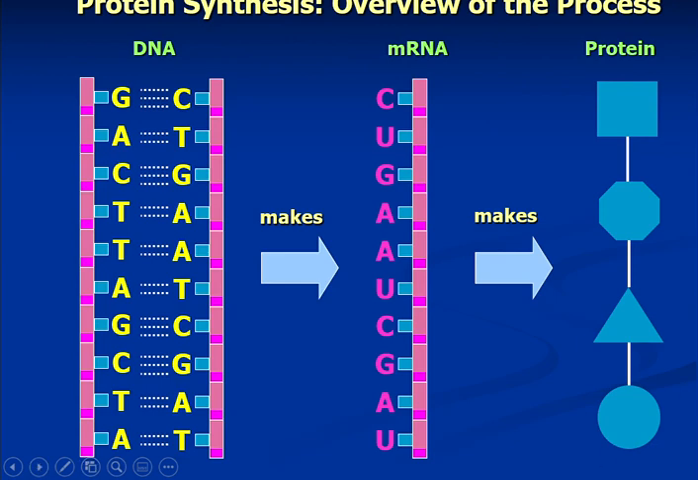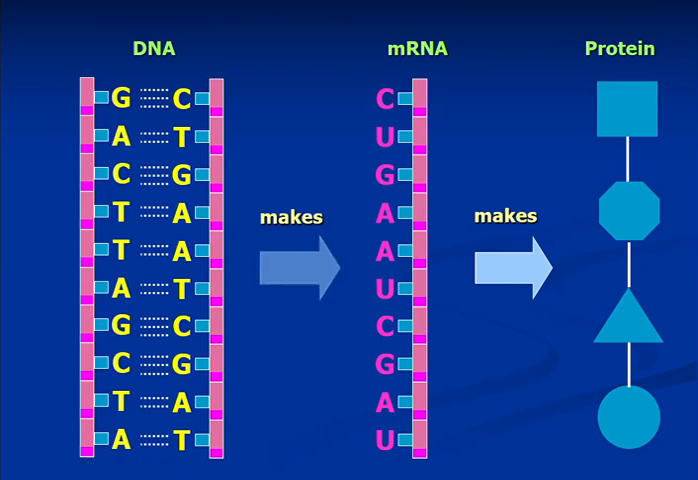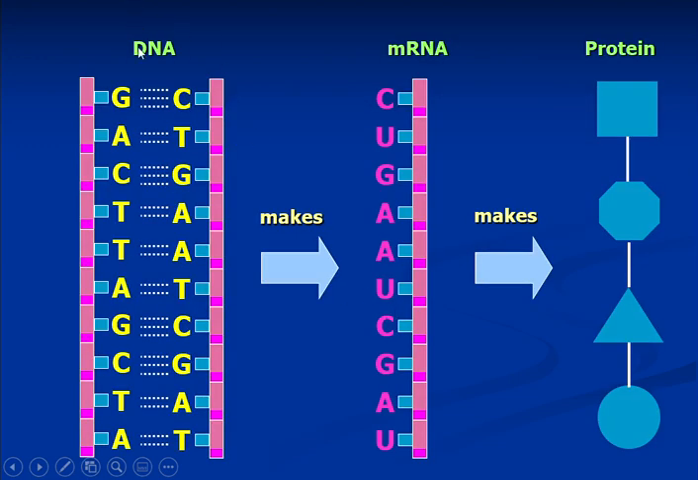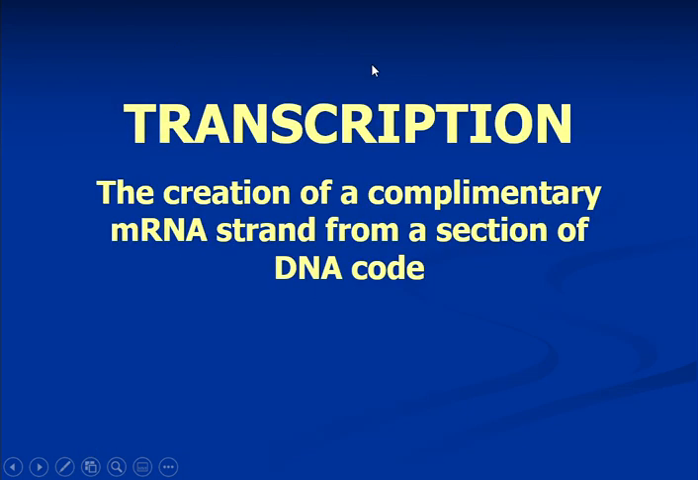So this is the generic overview of what protein synthesis is. We can go a little bit further. We can say step 1, DNA to mRNA is known as transcription, the creation of a complementary mRNA strand from a section of DNA code. So there's that word again, complementary. I'm going to go a bit more in depth in that in the next video, but basically I'm going from DNA to mRNA. That is transcription.